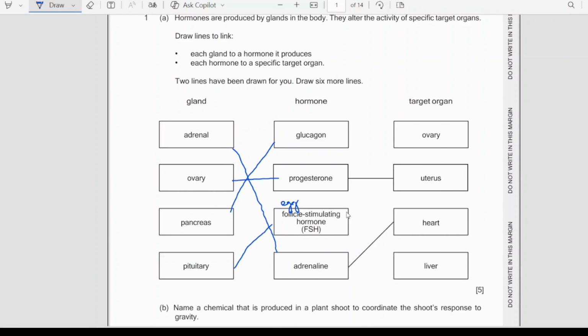So, where would it work? It would work in the ovary where the egg is produced. What does glucagon do? Glucagon converts glycogen into glucose, and it is stimulated by the liver. So the target organ is the liver.